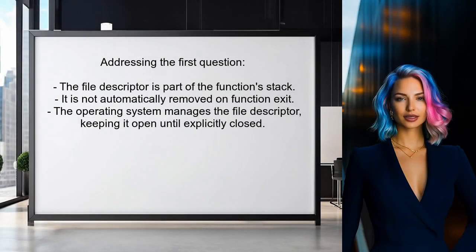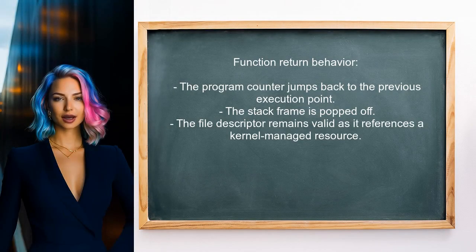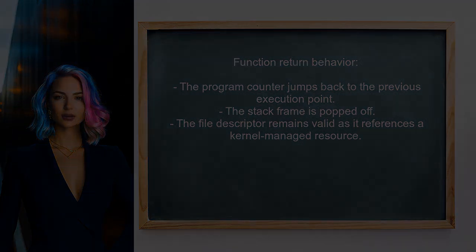To address the user's first question, the file descriptor is indeed part of the function stack, but it is not automatically removed when the function exits. This is because the file descriptor is a resource managed by the operating system, and it remains open until explicitly closed. When the function returns, the program counter jumps back to the point of execution before the function call. The stack frame for the function is popped off, but the file descriptor remains valid because it is a reference to a resource managed by the kernel.